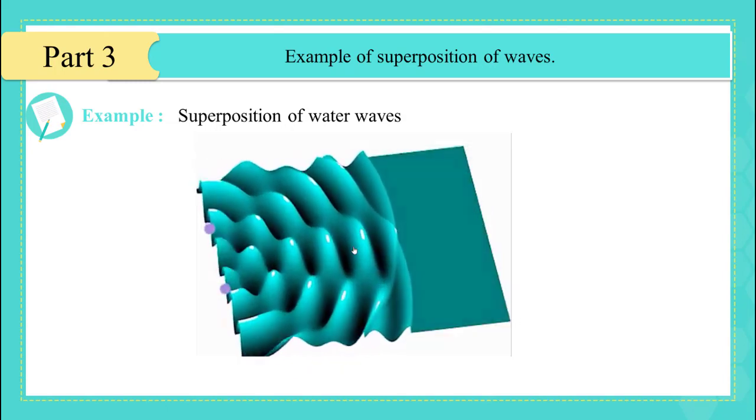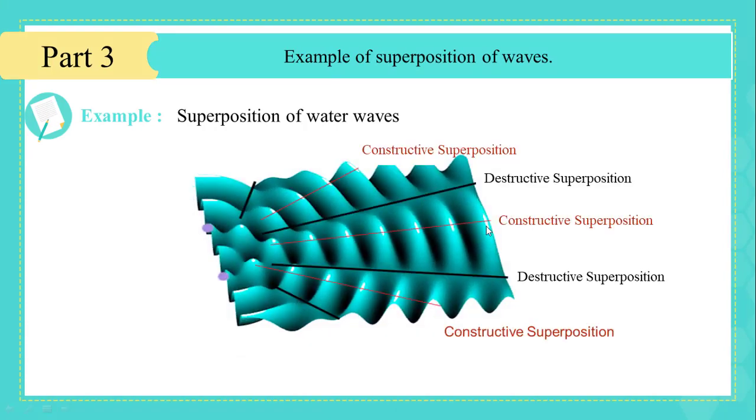What can we notice about this superposition, or how can we describe it? The red line joins all points of maximum amplitudes, where a constructive superposition takes place. Remember, it is the meeting of two crests or two troughs. The black line joins all the points of minimum amplitude, where a destructive superposition takes place. It is a meeting of a crest and a trough. Notice that this figure shows alternating constructive and destructive superposition.